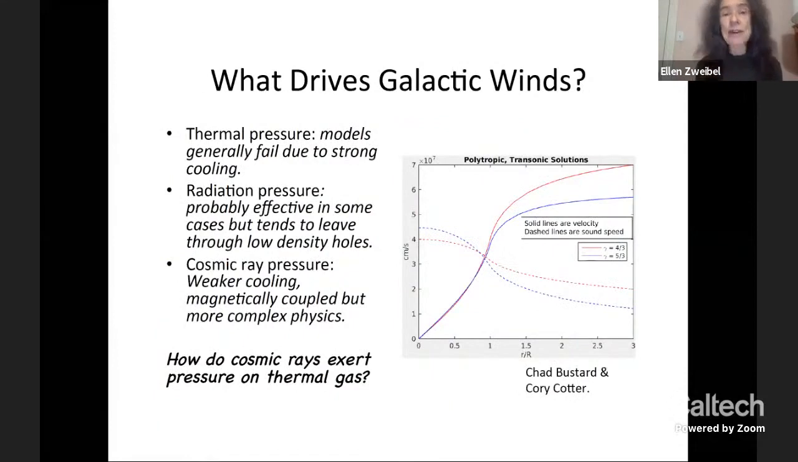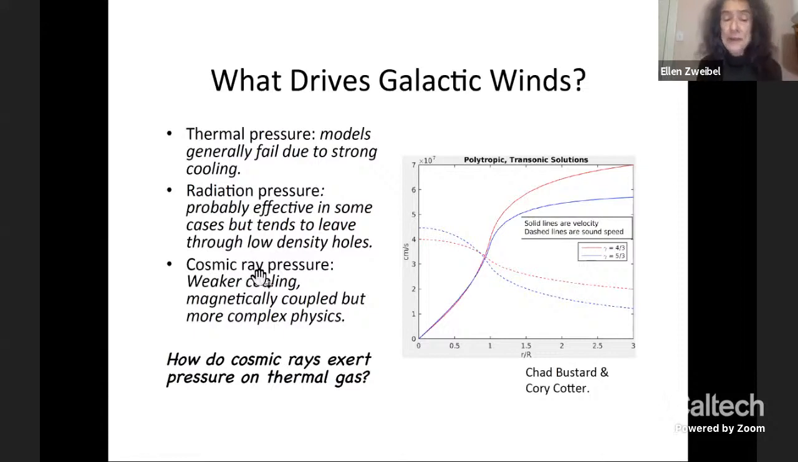Now, these different components of galactic winds are not necessarily all driven by the same thing, but it's still interesting to ask what the possible drivers are. So the most obvious one is thermal pressure from gas that's been heated in the disk. And somewhat surprisingly, these models generally fail because the gas cools. It cools due to radiation, and it cools due to adiabatic expansion. Radiation pressure is probably effective in some cases, but now that we have high resolution three-dimensional simulations of radiation pressure driven winds, it's observed that the radiation tends to squirt out through low density holes and doesn't take a lot of gas with it, almost by definition.